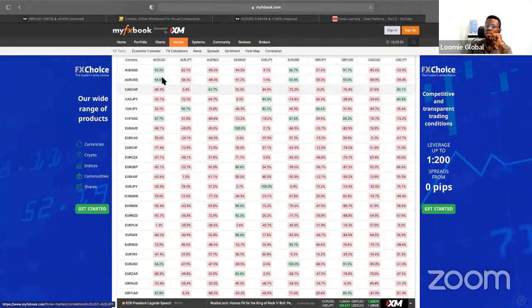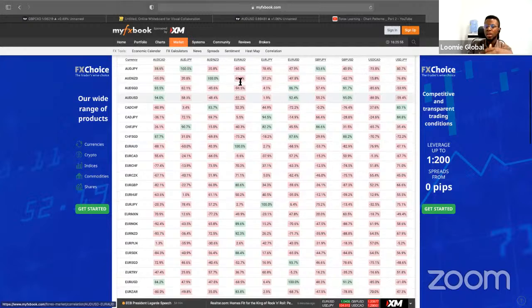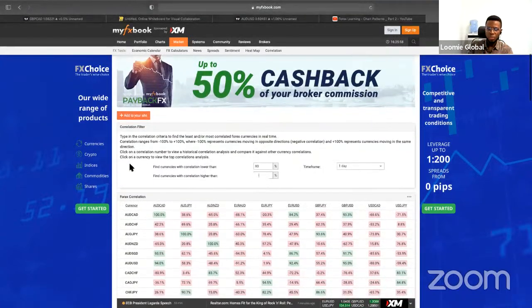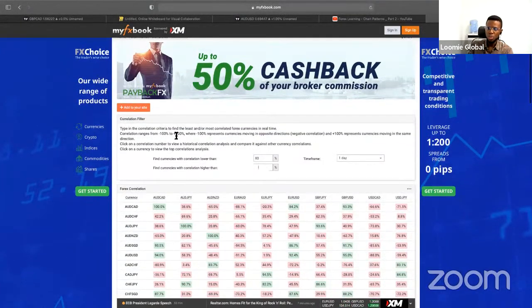But now look at this, minus. Remember that based on what they have described here, correlation ranges from minus 100 to plus 100, where minus 100 represents currencies moving in opposite directions and plus 100 represents currencies moving in the same direction, right?